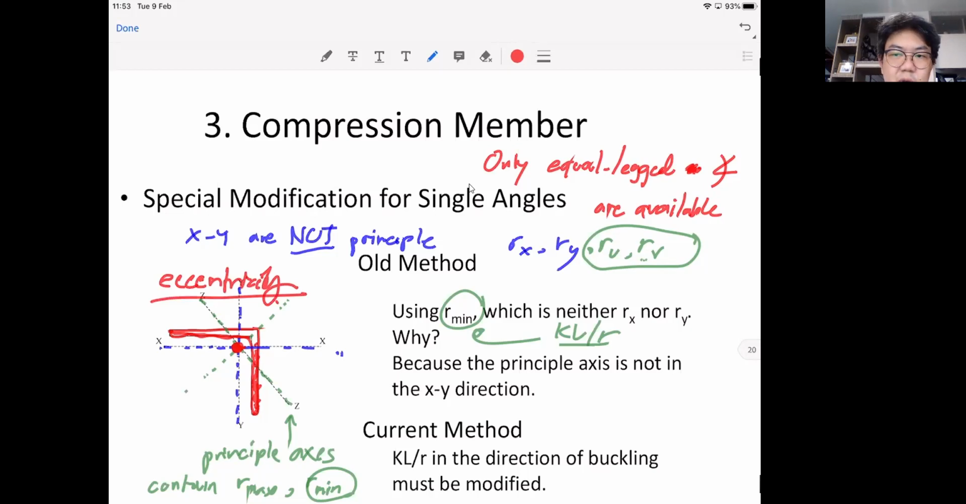Eccentricity means that your load doesn't act on the centroid, so it creates an extra force due to the fact that your load do not coincide like this. And eccentricity will create extra moment of torsion depending on where you look, okay? So the current method will take care of this problem. The old method would just use the minimum KL over R and then get on with the business. But for the new one, we need to further modify KL over R to account for this eccentricity problem with the angle.